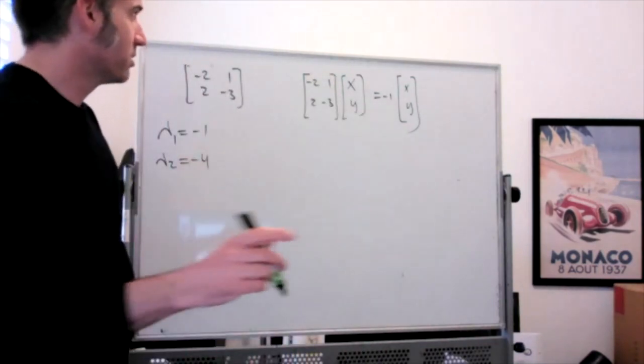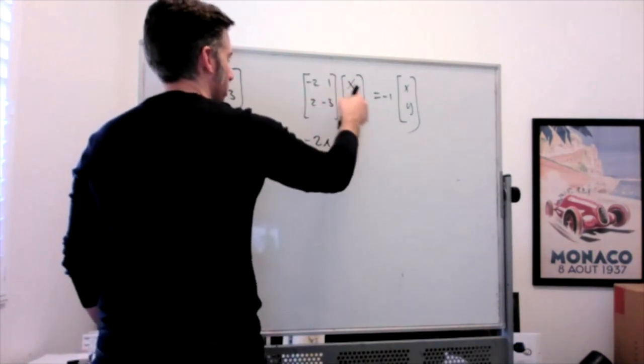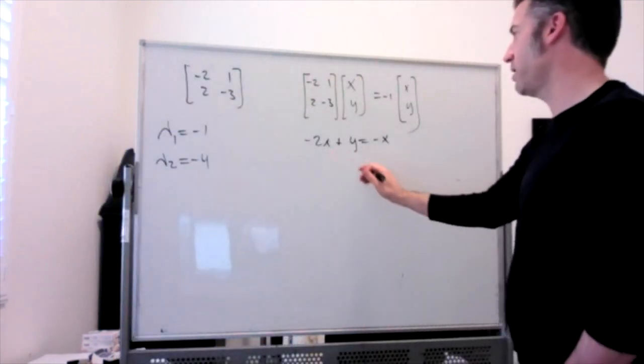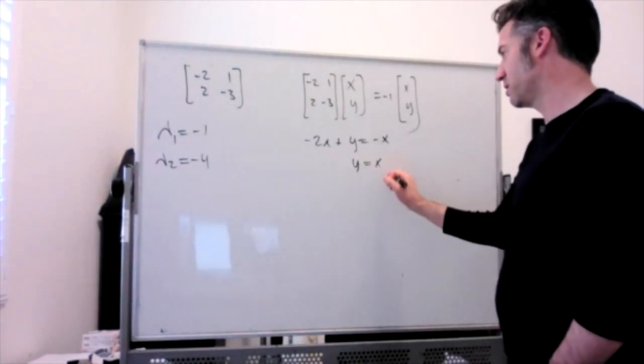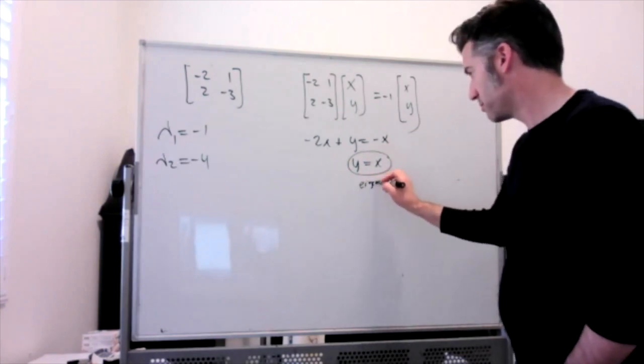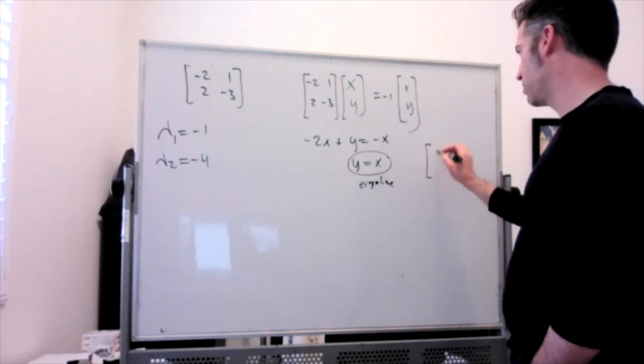Anyway, so we've got -2x plus y equals -x. So then we'll solve for y, and we'll get y equal to x. There's our eigenline. And our eigenvector is (1, 1).